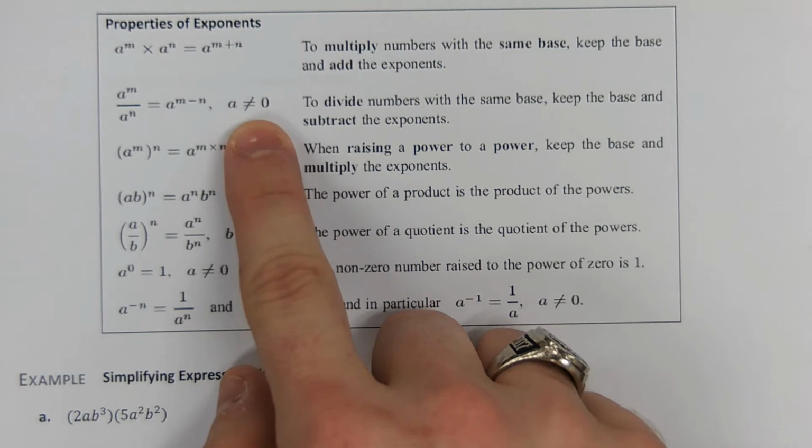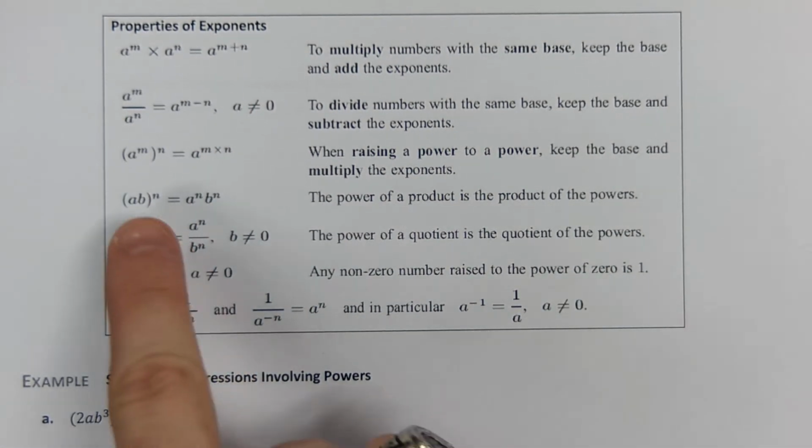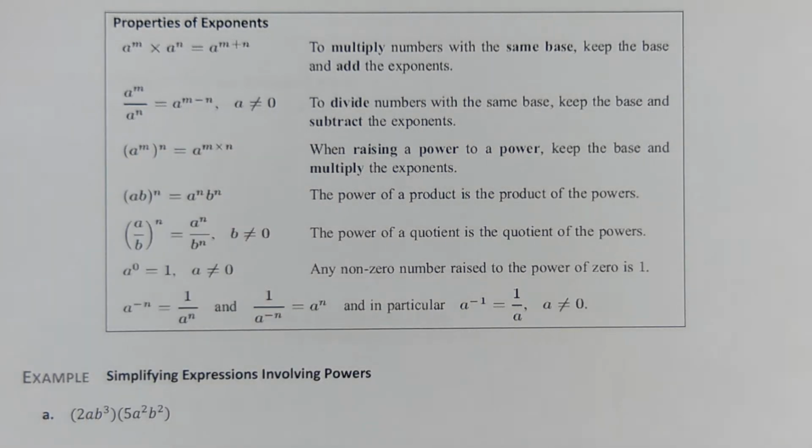They're showing you that A can't be 0. You can't divide by 0. This one's showing you a power raised to a power. Anytime you have a power raised to a power, multiply those exponents. Order of the multiplication doesn't matter because it's multiplication.